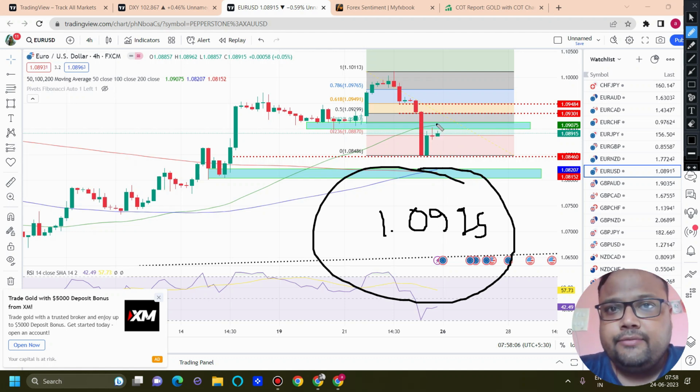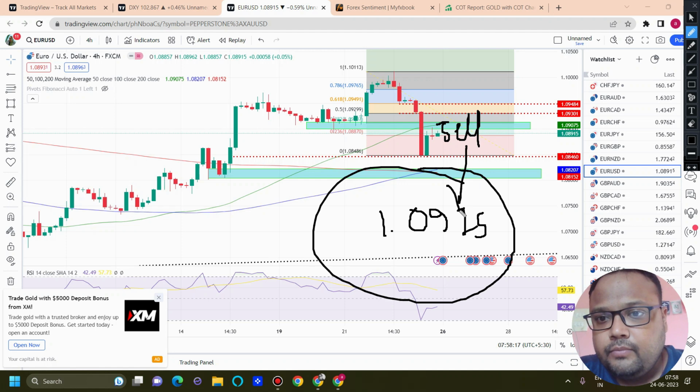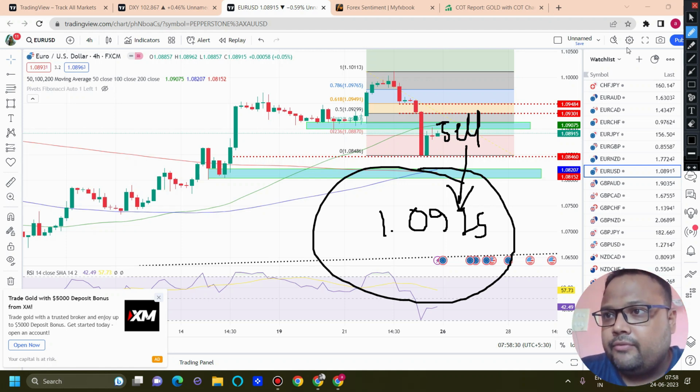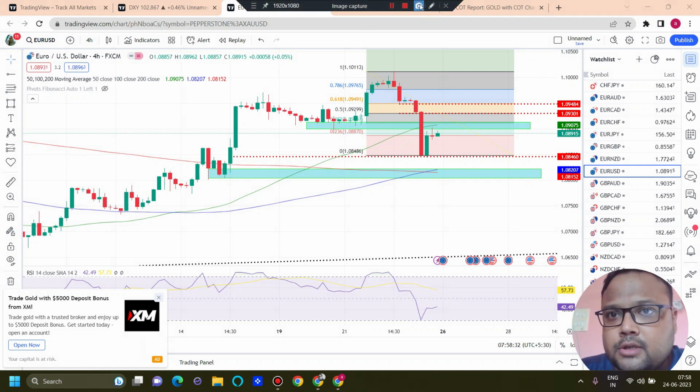If Euro USD fails, if you see the dollar is going up again, Euro USD is struggling, then there's a chance that Euro USD will reverse from here, and we can look for a sell around this area, 1.0915. This is the first level. But as trading right after the market opening is not a very good thing to do, if you're a beginner, you can avoid it, and wait for the market to hit the other two levels.